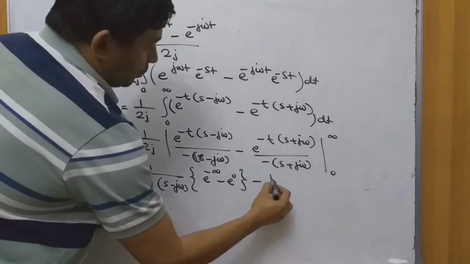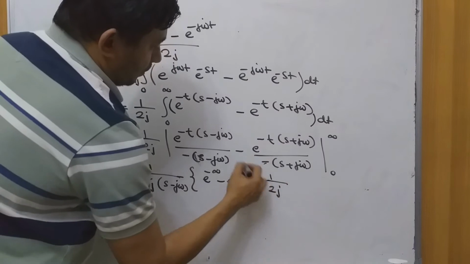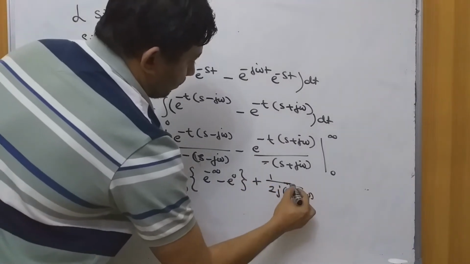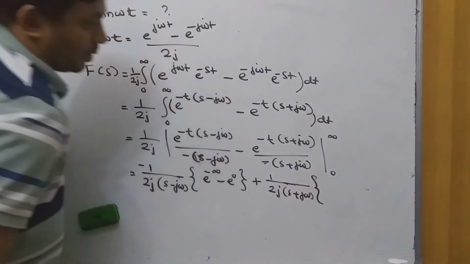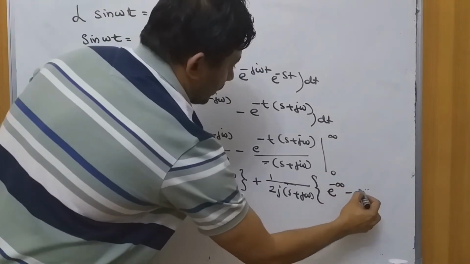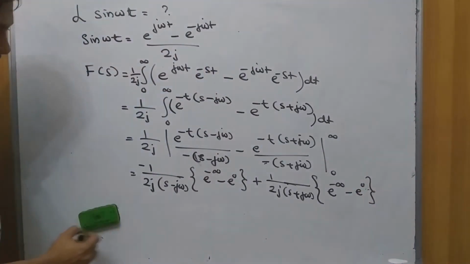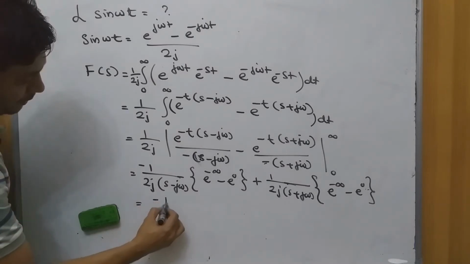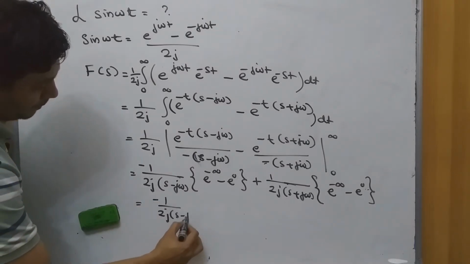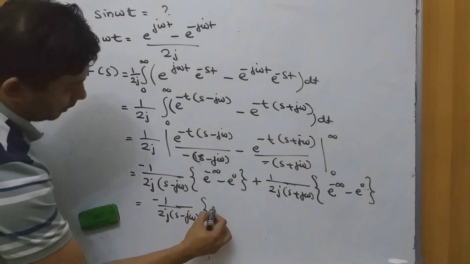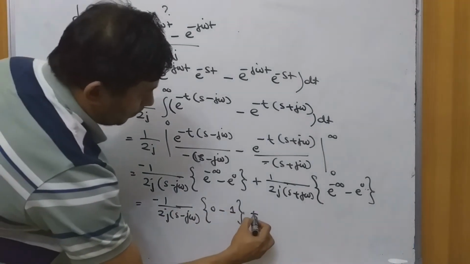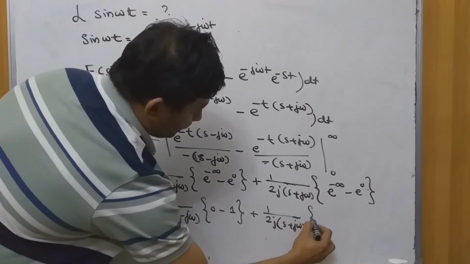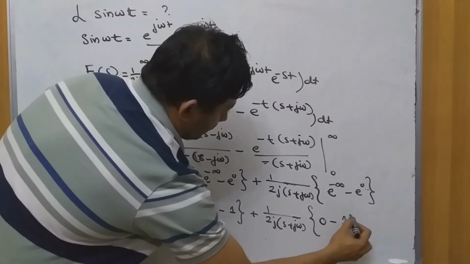Minus 1 by 2j is here. We are taking this term out. So it's going to be plus s plus j omega. Then we will have e to the power minus infinity minus e raised to 0. Then if you simplify this further, minus 1 by 2j, s minus j omega. Here we have 0 minus 1 plus 1 by 2j, s plus j omega. This term is going to be 0 minus 1.